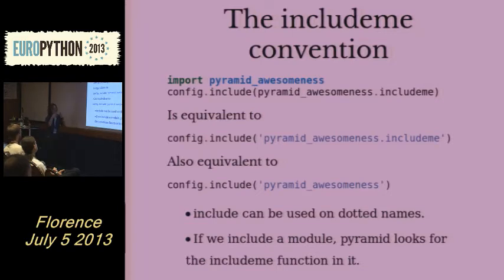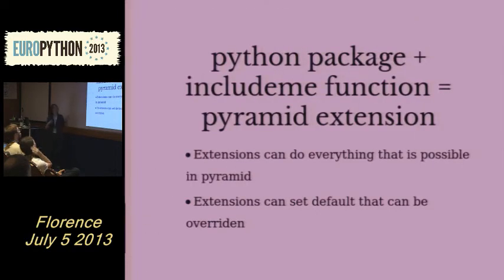I don't have to worry what's inside this module. So this means that a Pyramid extension is just any Python package that has an includeme function. Because an includeme function can call anything on a config, an extension can do everything that is possible in Pyramid. And because the top-level directives override the included directives, an extension can set any defaults they want, and they can be overridden in my application.